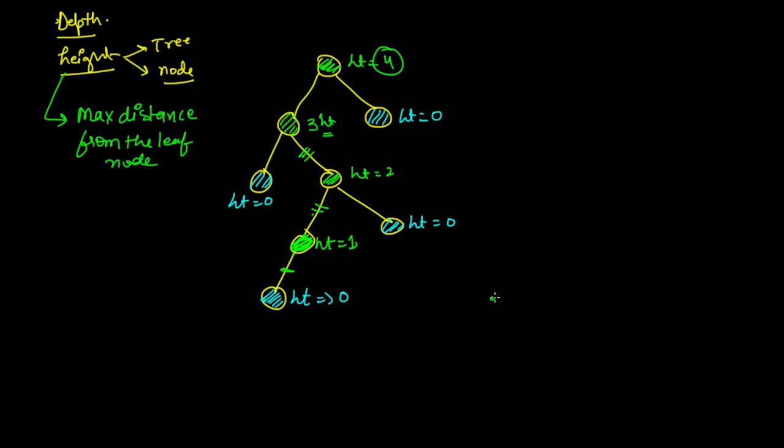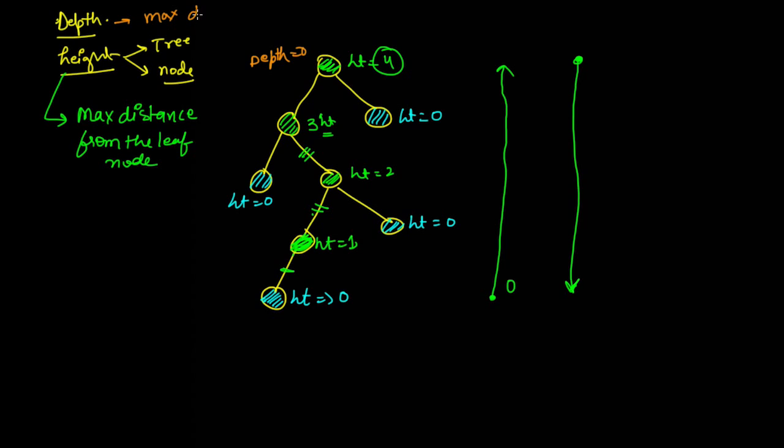That means for the leaf nodes the height is 0, and for the nodes above, the farther they are from the leaf node, the greater the height. Now if I talk about depth, it is calculated from the root node down to the leaf node. For the same tree, the depth of the root node is 0, and depth is the maximum distance from the root.